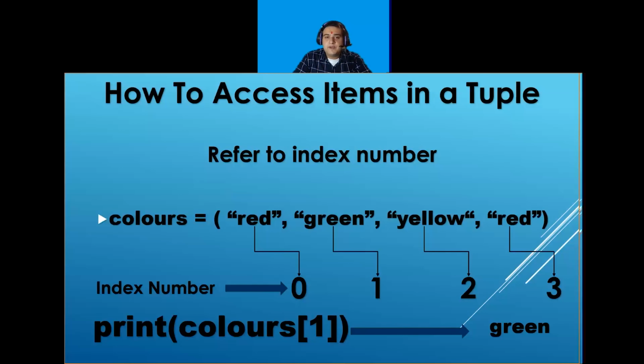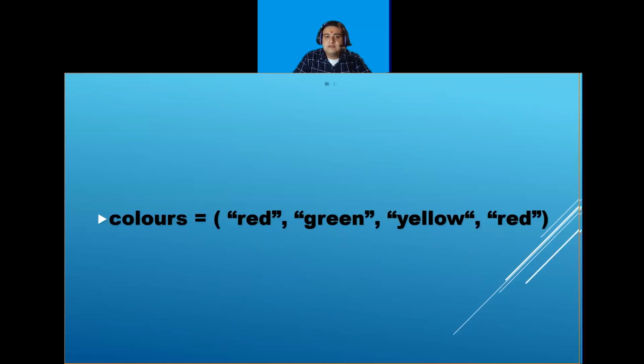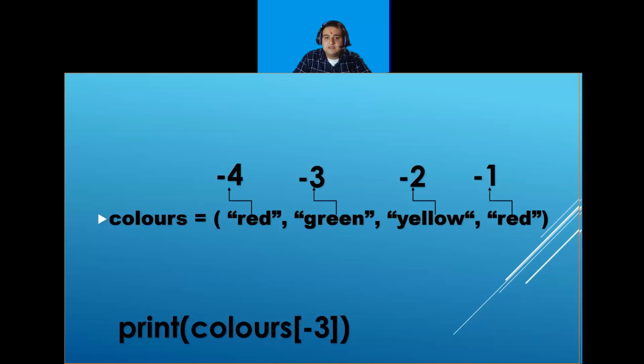We can also print the elements by referring to the negative index number. For example, here red has the negative index number -4, green has -3, yellow -2, and red -1. Now if I want to print green, I will again refer to the index number, but it is now -3. So I will write print, call the variable colors, and refer to the index number -3, and this will give me my output as green.